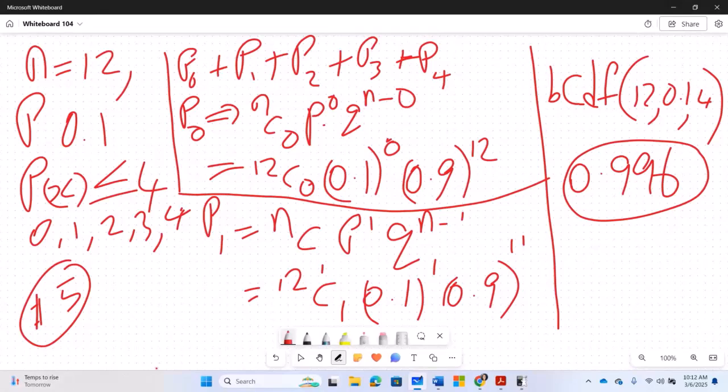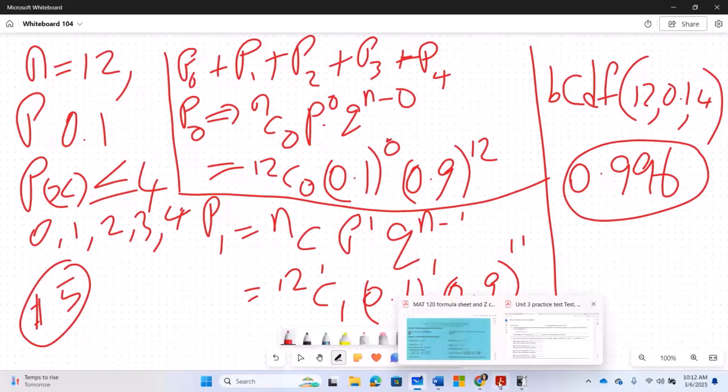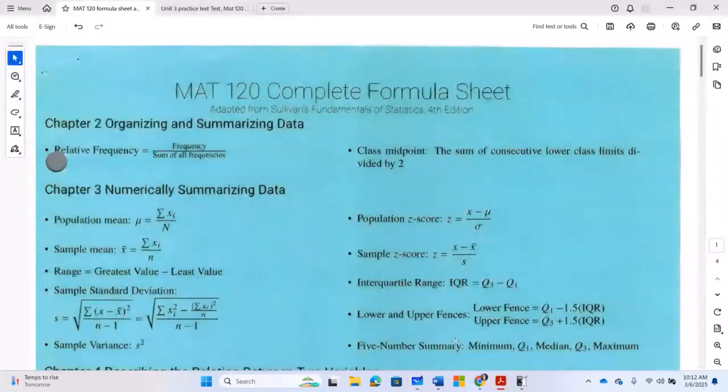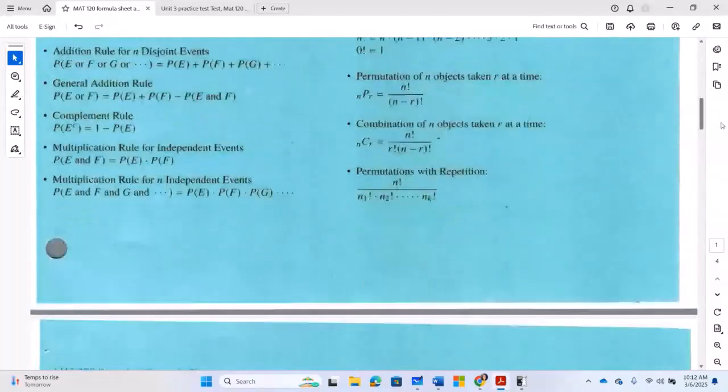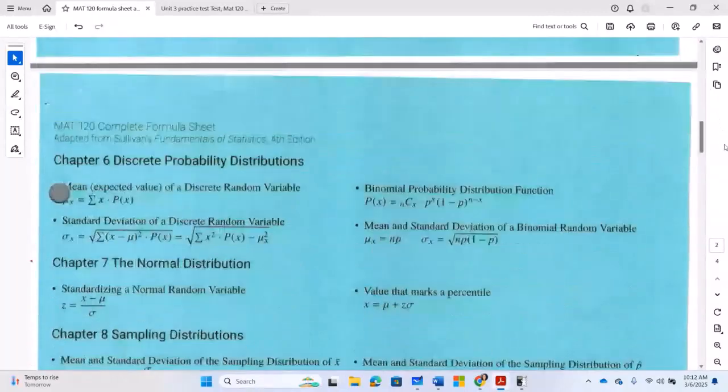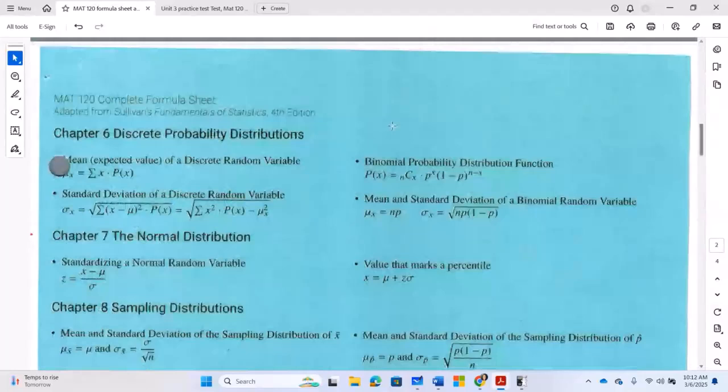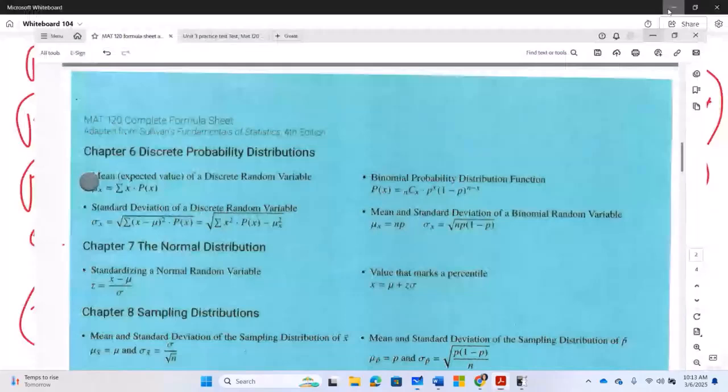Okay, so for the next question on binomial distribution, I'm going to go to the practice test and get another question on binomial distribution. Remember the other day, before we got into here, we reviewed the binomial distribution. We found the formula. The formula is in chapter 6. So this is the formula for binomial distribution right here. The mean of a binomial distribution is np, and the standard deviation is this.